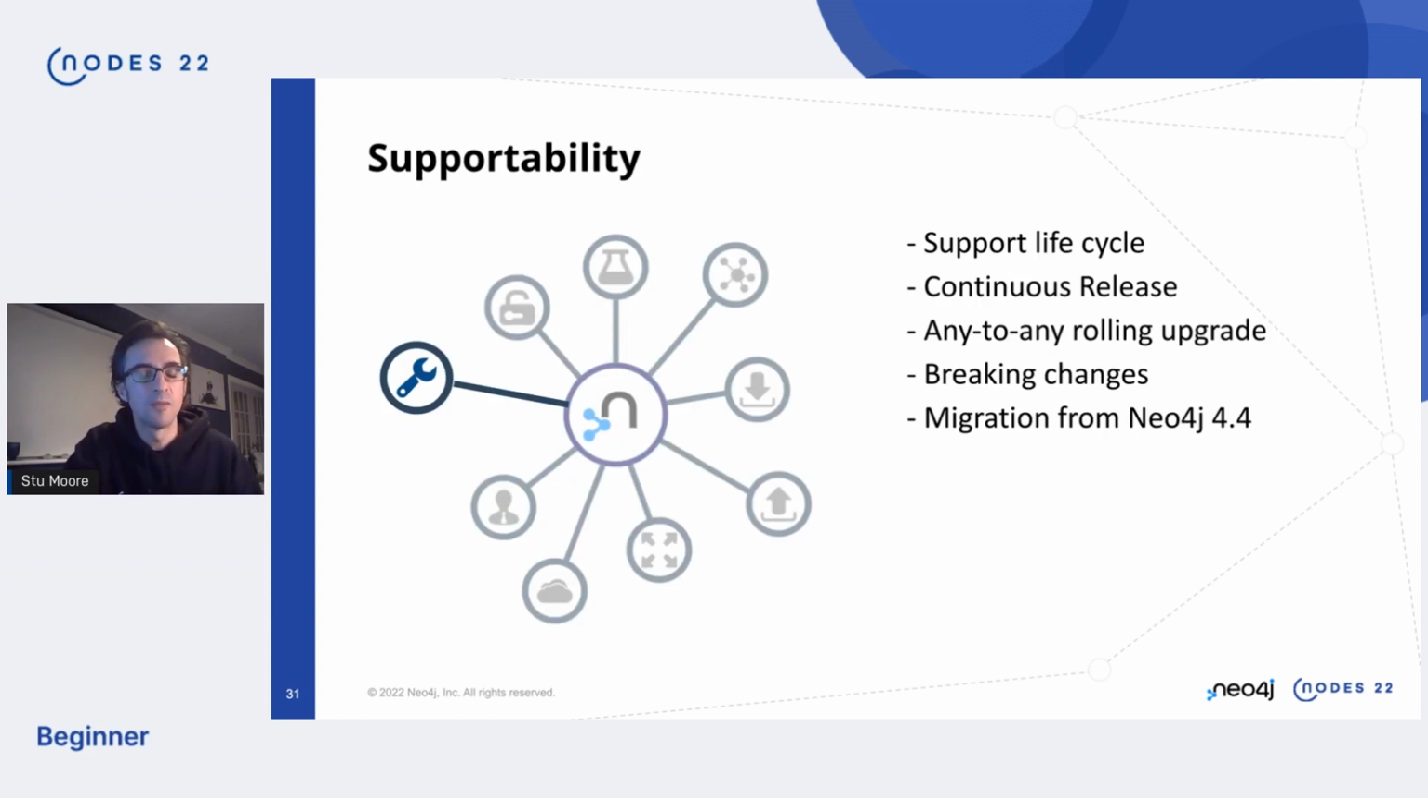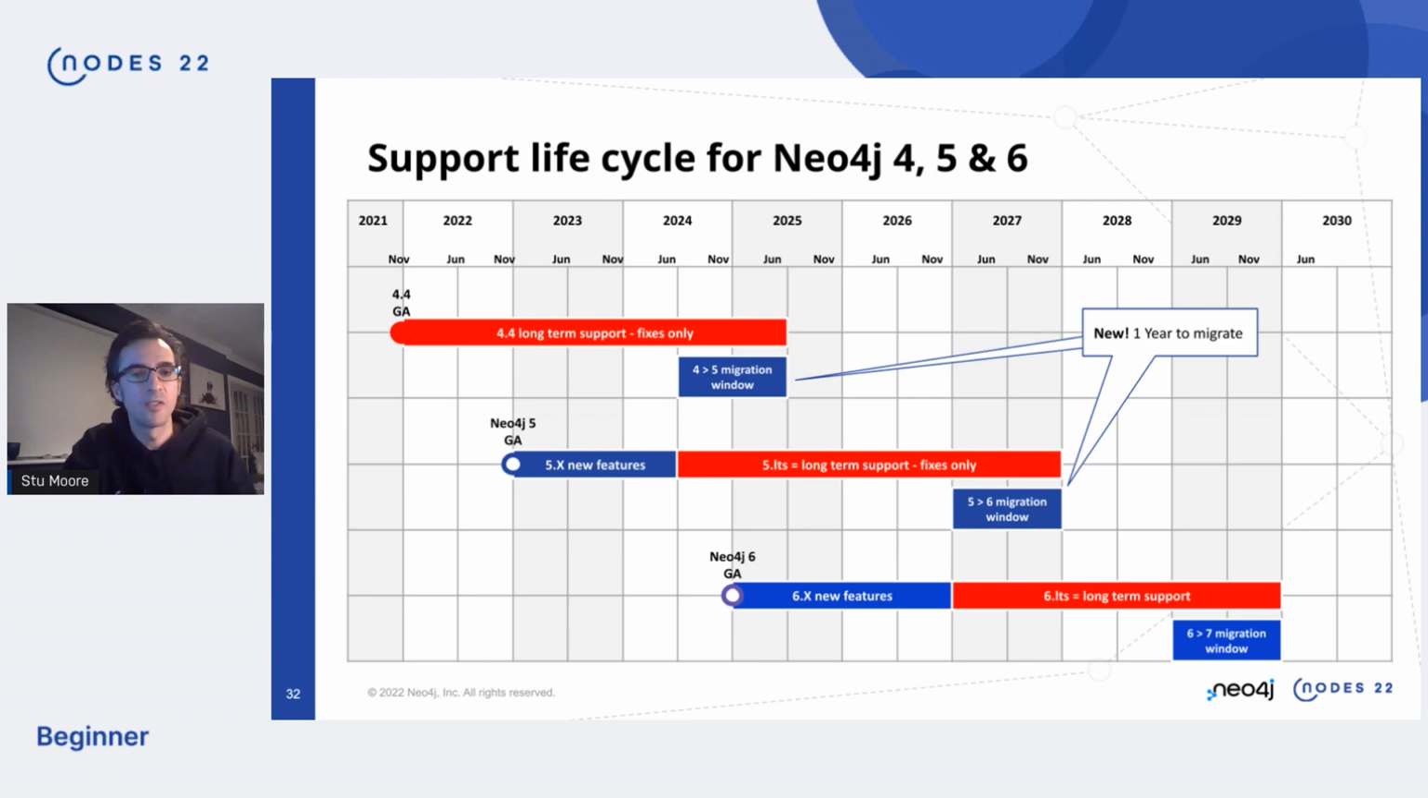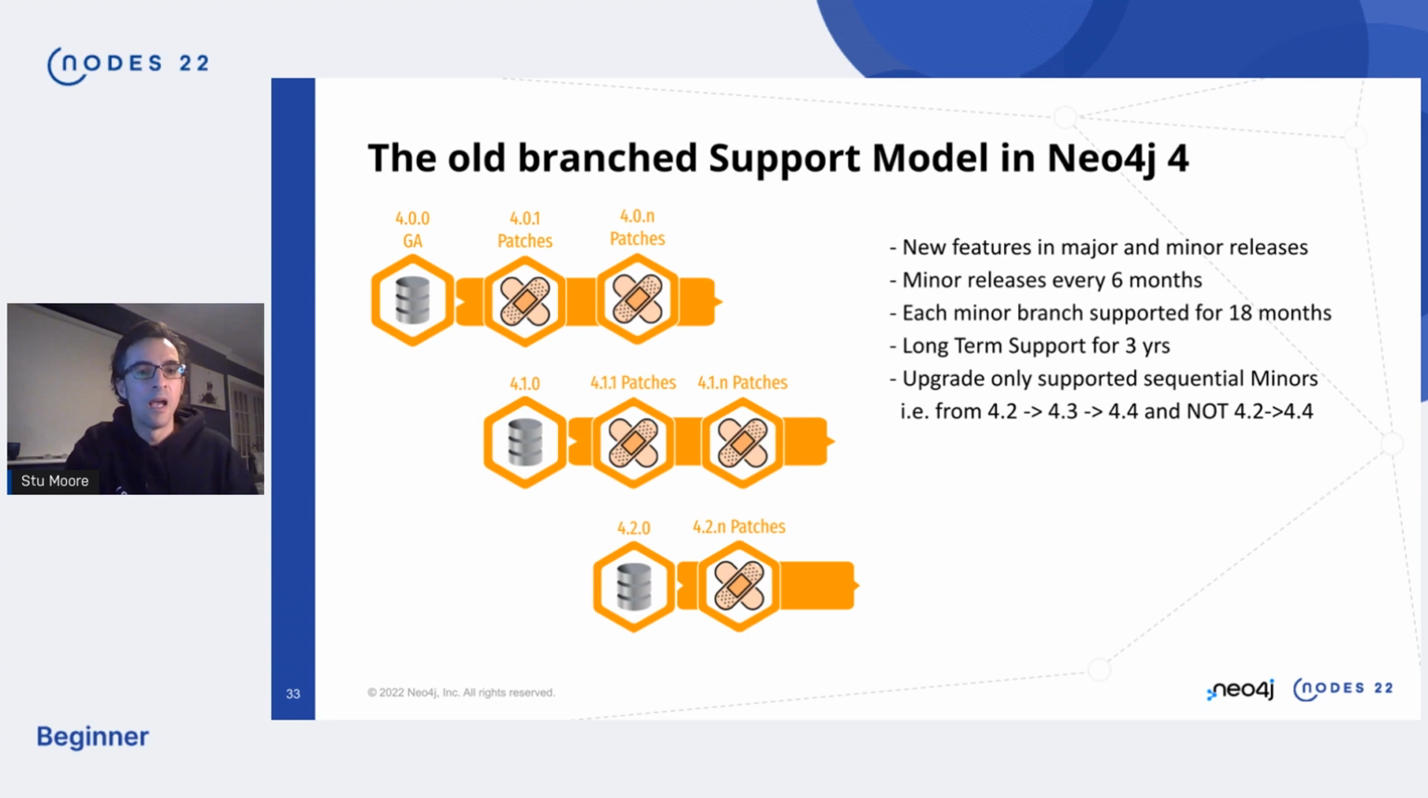Supportability, there are some great changes. So we're excited to say that we're extending the migration window. When you go from Neo4j 4.4 long-term support to Neo4j 5 long-term support, you'll now have 1 year to transition. So the nice overlap, and that will continue for Neo4j 6.